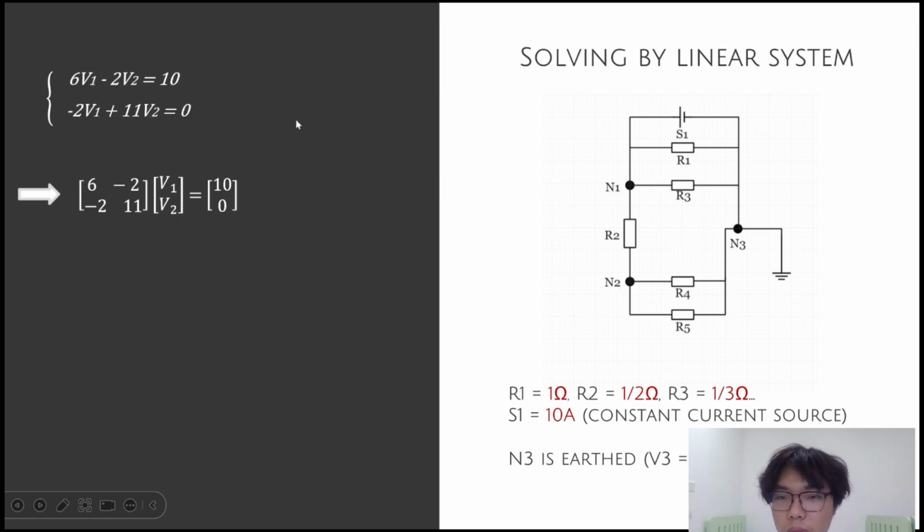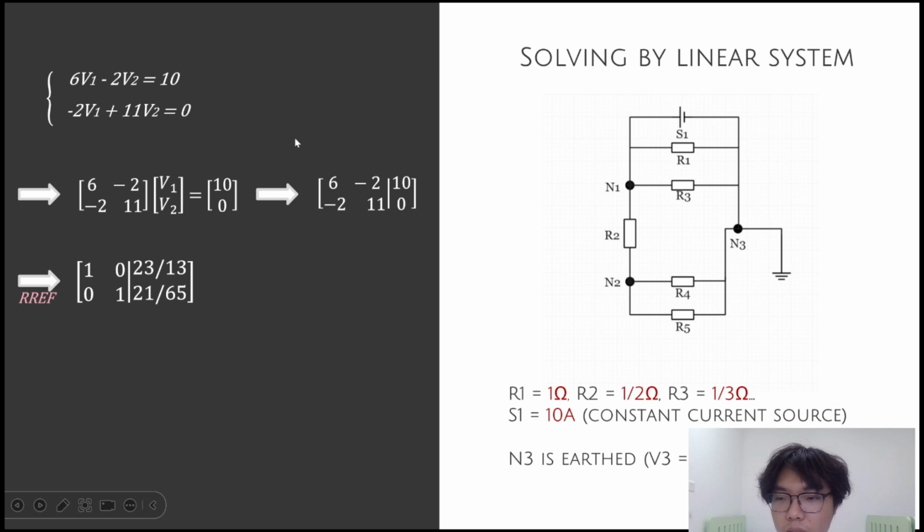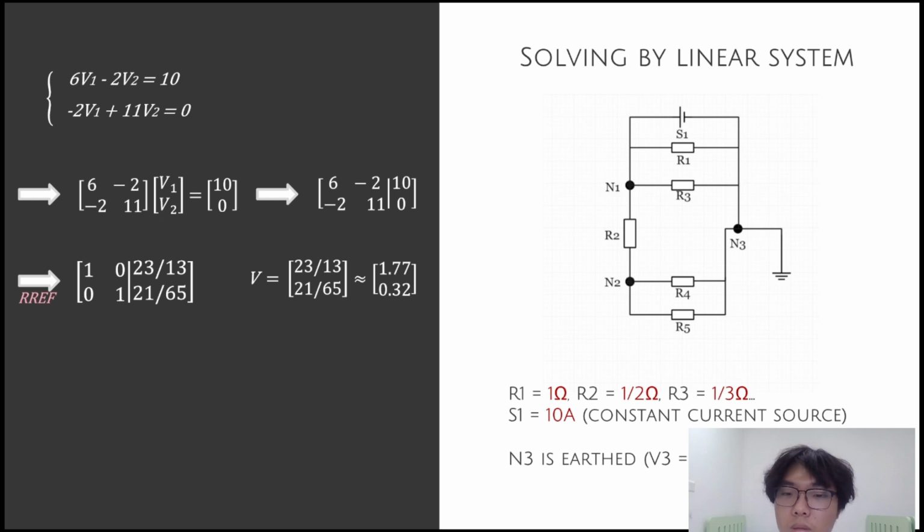And then we used row operations to simplify this to an REF form. And we have the solution. V1 equals 23 over 13, and V2 equals 21 over 65, which is approximately 1.77 and 0.32. So the answer is the voltage of N1 equals 1.77 volts. The voltage of N2 equals 0.32 volts.